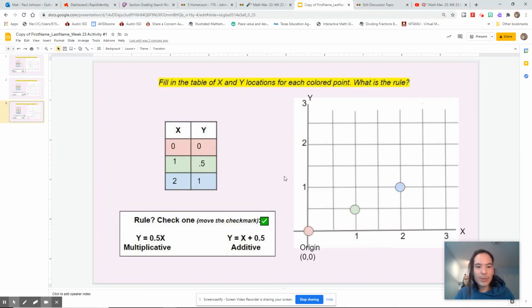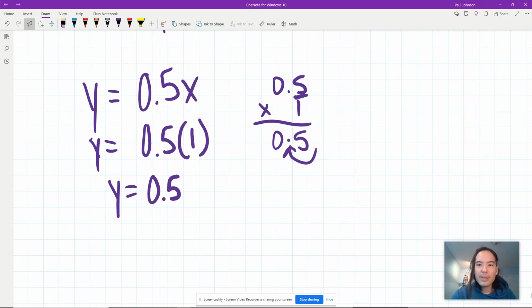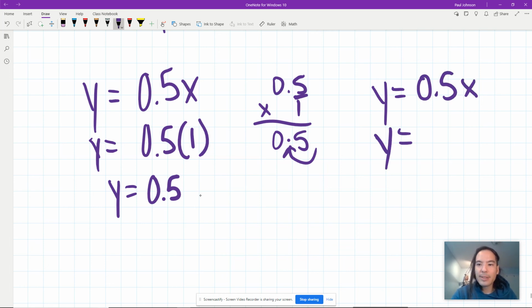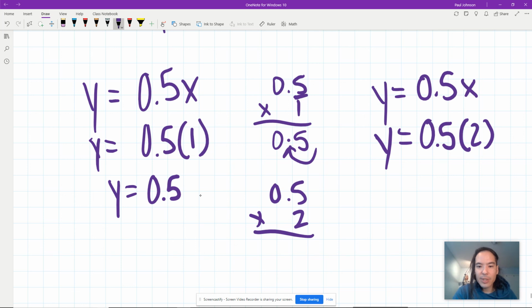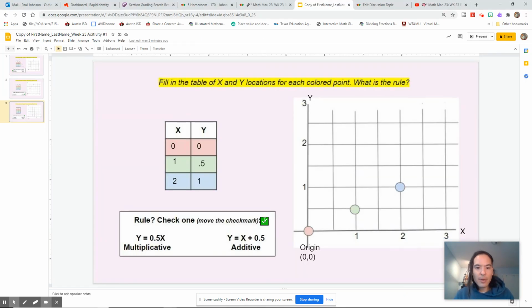And then finally, we're going to do 2 as our x, so let's use the same formula. Y is equal to 5/10 times x. Y is equal to 5/10 times 2. And if we have to do 5/10 times 2 over here on the side, that's fine. 2 times 5 is 10. Carry the 1. 2 times 0 is 0 plus 1 is 1. So we have 1 decimal place, 1 decimal place. So 5/10 times 2 is 1. And that's exactly what we got. So our rule on this last one is multiplicative.